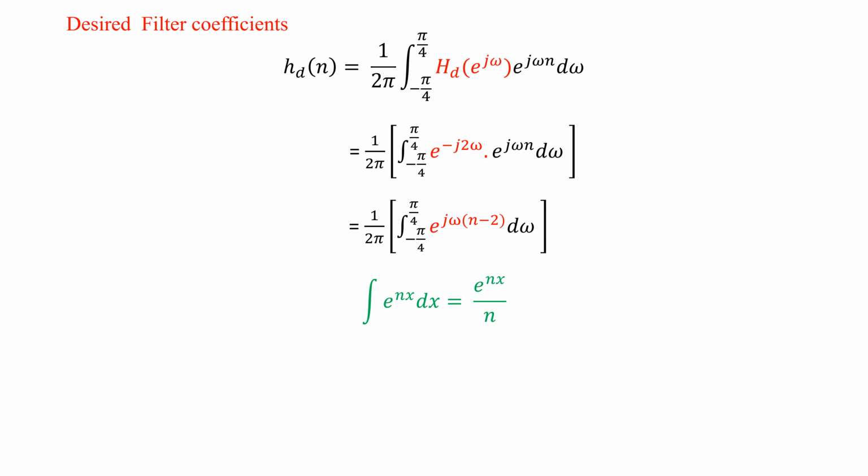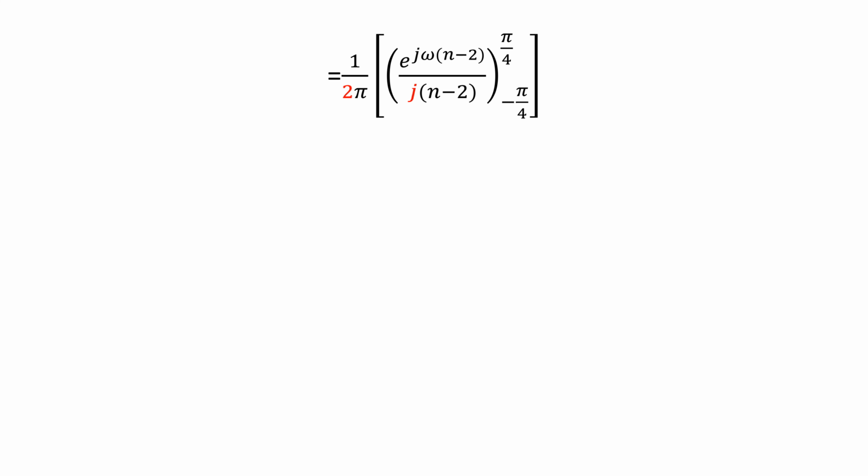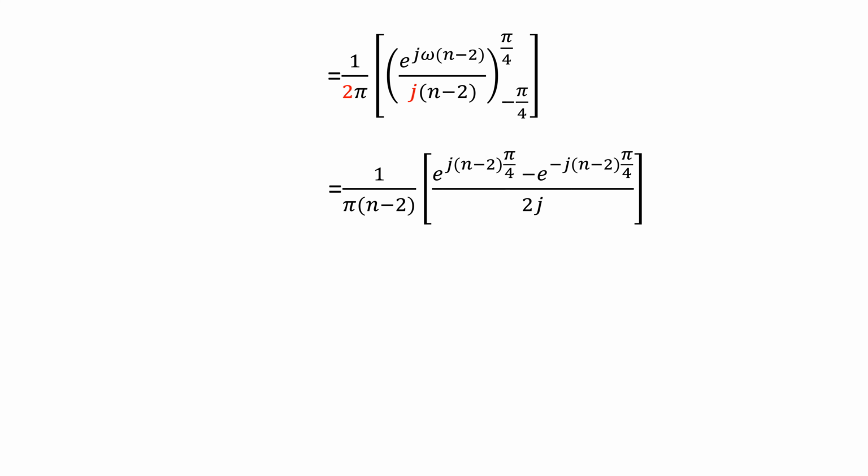Now we have to integrate by using the formula integral e power nx dx is equal to e power nx by n. Here n is a constant. In our equation, j n minus 2 is a constant. So that is coming to the denominator. We have to simplify. We can substitute upper limit pi by 4 and lower limit minus pi by 4.